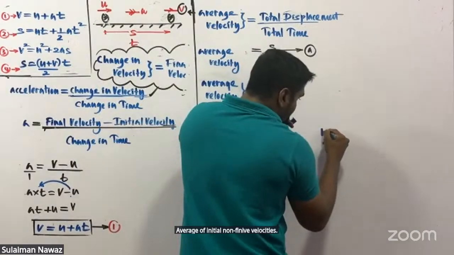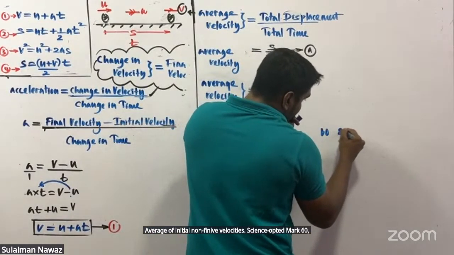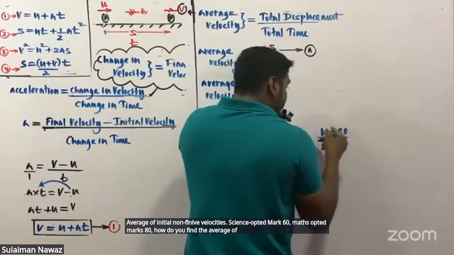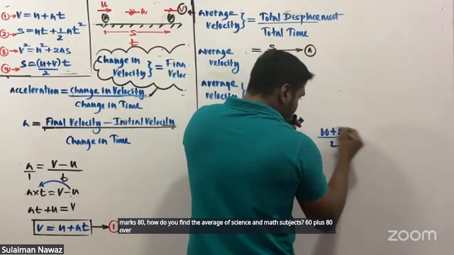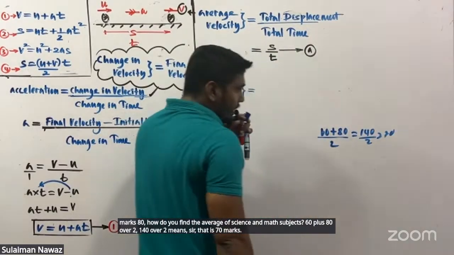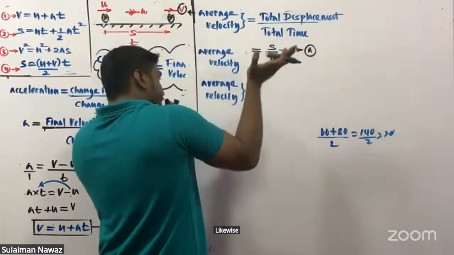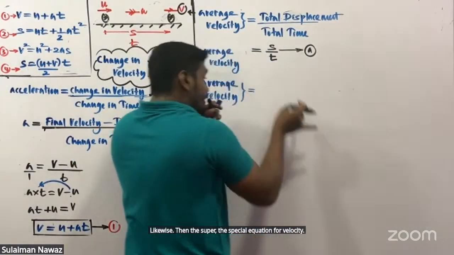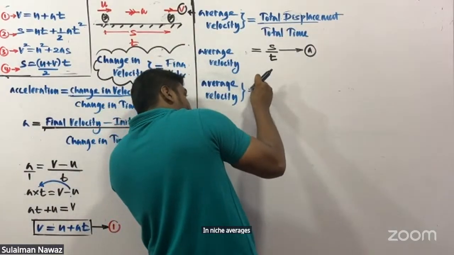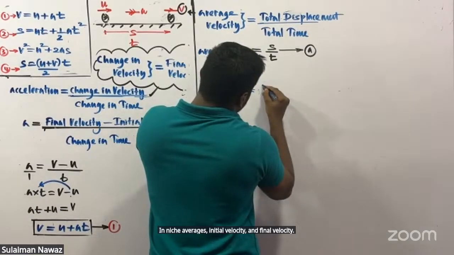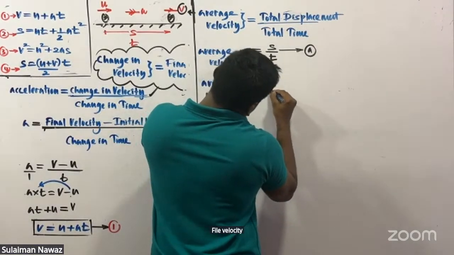Science subject marks 60, math subject marks 80. How do you find the average of science and math subjects? 60 plus 80 over 2, 140 over 2, that is 70 marks. Likewise, the special equation for velocity is the average of initial velocity and final velocity.